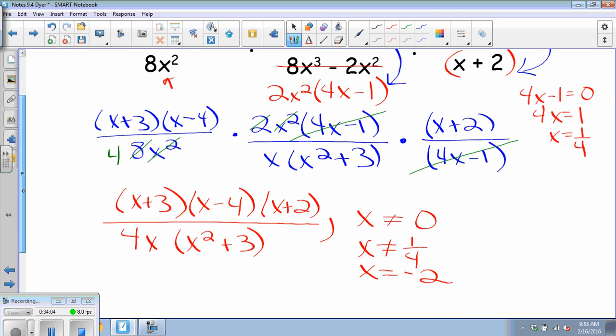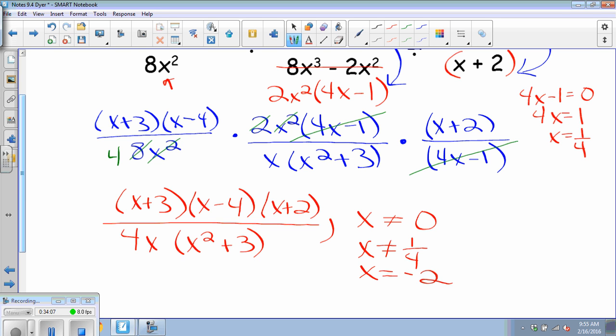So wait, we're not done. Let's go to this step. Wait, there's more. No, we're still stating the excluded values. X can't be 0. X can't be 0. We already said that. Come on, people. Plus or minus the square root of 3. Good job. All right. So, x can't be plus or minus the square root of 3.